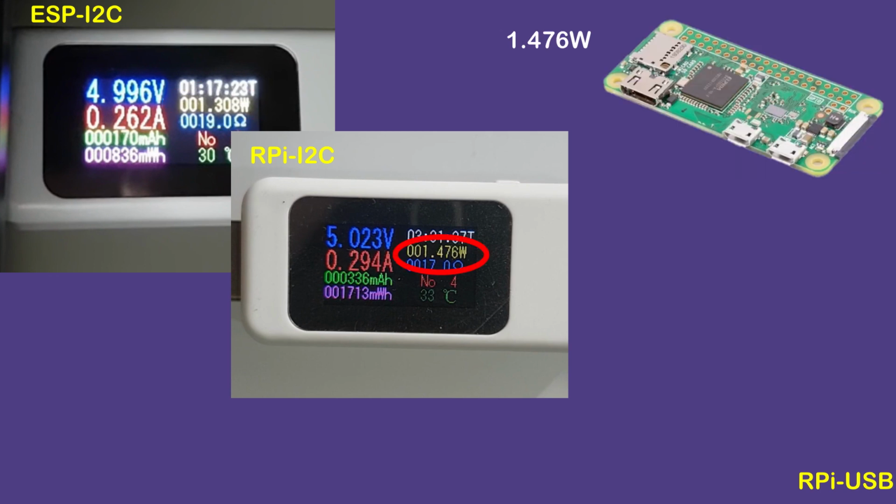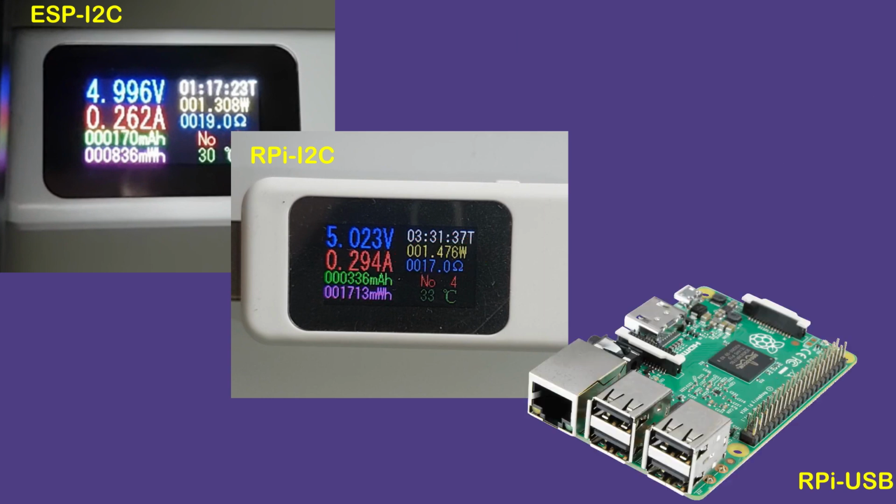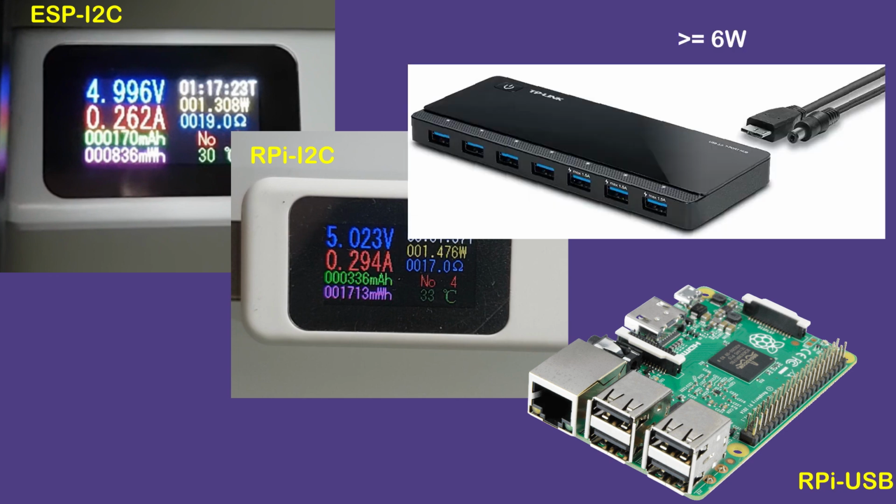For the Raspberry Pi I2C setup, I'm using a Raspberry Pi 0W. The power consumption is slightly more at 1.476 watts. For the Raspberry Pi USB setup, I'm using a Raspberry Pi 4 because that's what I have, and I'm not sure if the Raspberry Pi 0 supports my USB hub. Anyway, without measuring, the Raspberry Pi 4 will consume more power. And together with the externally powered USB hub, I guesstimate the power consumption to be around 6 watts or more. So ESP is the winner in this category.